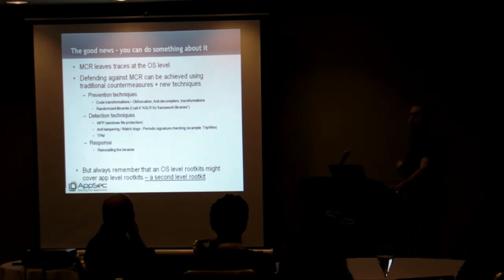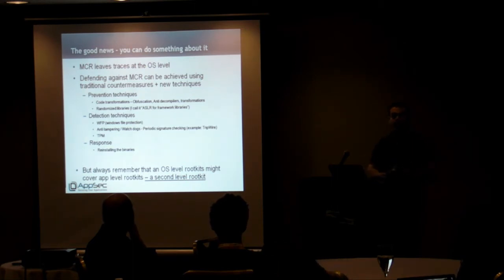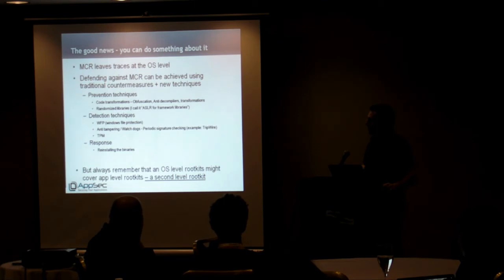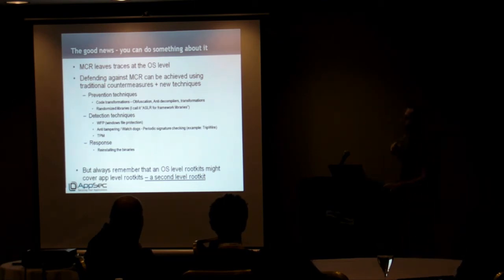For example, if you want to prevent it, by the way, we cannot actually prevent or maybe detect it completely, because think about it, what happens if an OS level rootkit hides the presence of the managed code rootkit? This is what I call the second level rootkit, right? But still, you can at least prevent it, maybe if it was before that.